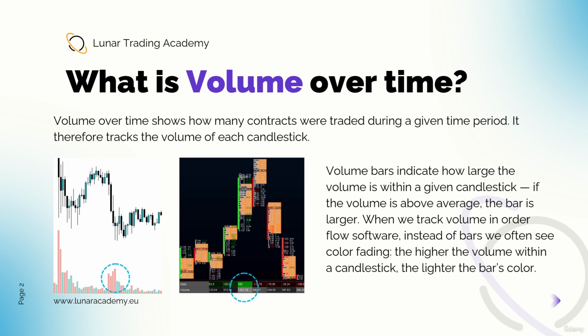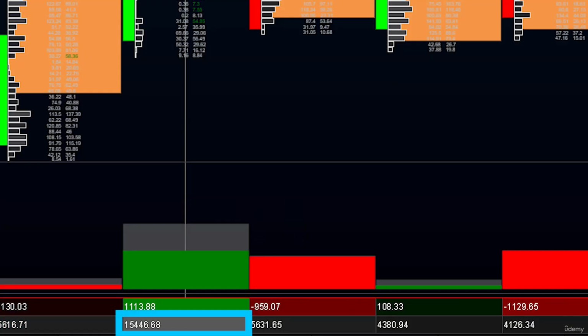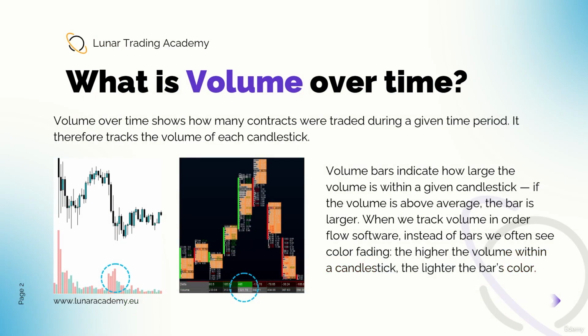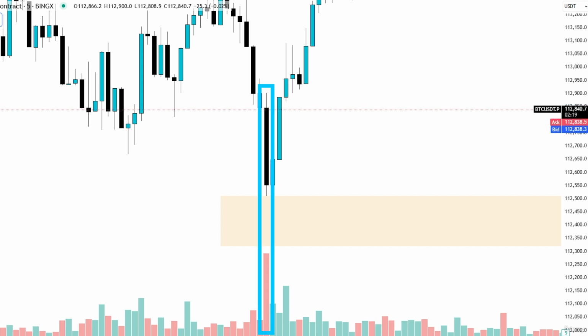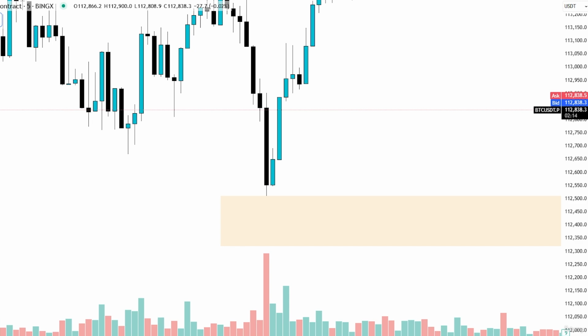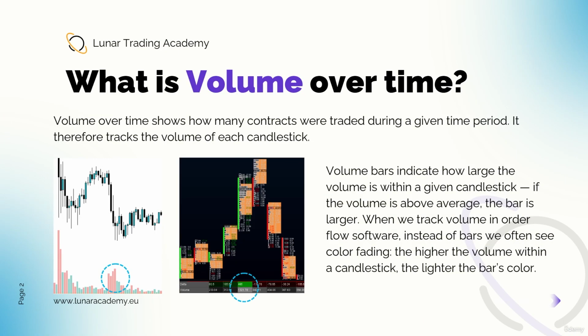When we track volume in order flow software, instead of bars, we often see color fading. So, the higher volume within the candlestick, the lighter the bar's color. As I mentioned, volume over time tracks how many contracts were traded during a given time period. For example, if we are looking at 5-minute chart, each candle represents a 5-minute interval, and the volume bar below the candlestick shows how many contracts were traded within those 5 minutes. And the same applies for every single time frame.